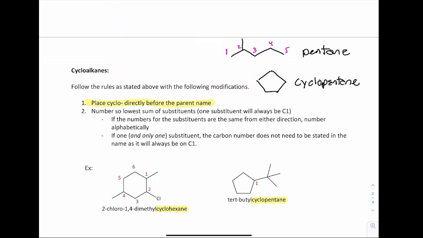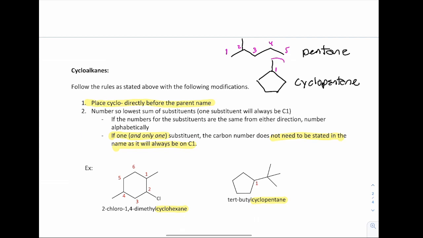However, a ring doesn't have an end, right? So if I put my substituent here, right, I'm putting a methyl group there, then that's going to be carbon 1. If I was to put that substituent here, now that is going to be carbon 1. No matter where I put that substituent, I always want to number it so it has the lowest number possible. It's always going to be on carbon 1. So if you have one substituent and only one substituent, as soon as I have more than one, I have to say where they are. But if there's one and only one, I do not need to state where that substituent is.